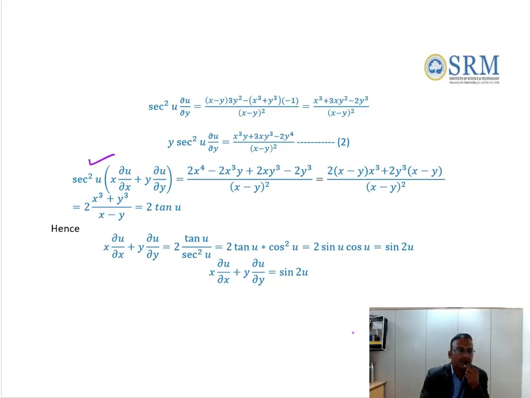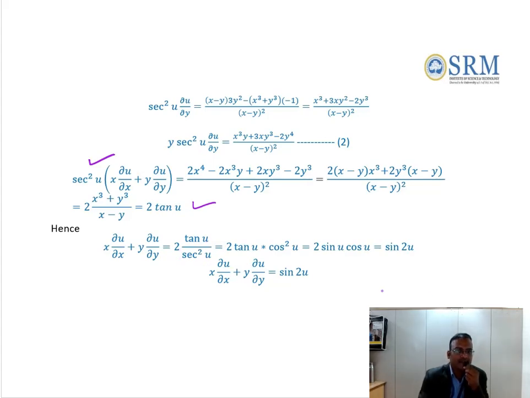Then after extracting x minus y and grouping the terms, we are getting 2 into (x cubed plus y cubed) divided by (x minus y), but already we have denoted (x cubed plus y cubed) divided by (x minus y) as tan u. See, therefore we have written it as 2 tan u, right? Then we want the expression x ∂u/∂x plus y ∂u/∂y. Therefore, you divide the above expression by sec squared u. Hence, we are getting x ∂u/∂x plus y ∂u/∂y equal to 2 tan u divided by sec squared u.